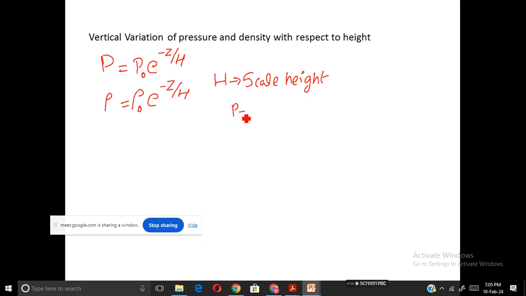In case of pressure, the scale height is the height at which P becomes 1 by e times the surface pressure, and in case of density, it is the height at which the density of the atmosphere becomes 1 by e times the surface density. So this is basically how pressure and density vary with respect to height in the atmosphere. Both of them show an exponential decrease. That is, as we move up in the atmosphere, both pressure and density decrease.